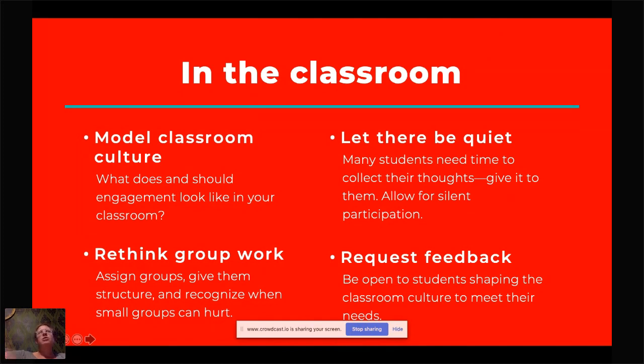So small groups are great. With structure, they're great. I think assigning them is really important rather than letting them choose themselves, but also recognize when it's not a good idea.